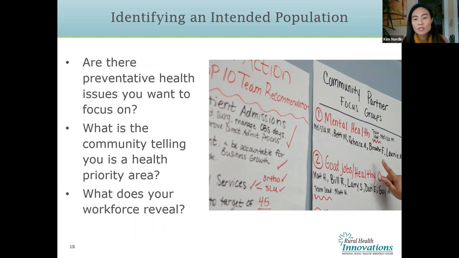So maybe you want to increase transportation or nutrition security, housing even, or you know that your migrant workers are not coming in for care, or your LGBTQ plus youth are struggling with mental health and behavioral health issues. Is your emergency department seeing a lot of patients coming in with complications from poorly controlled diabetes? Maybe breast cancer rates are high in your community, so you want to increase screening for a certain age group. Maybe your community health needs assessment identified mental health or substance use as a top priority area.